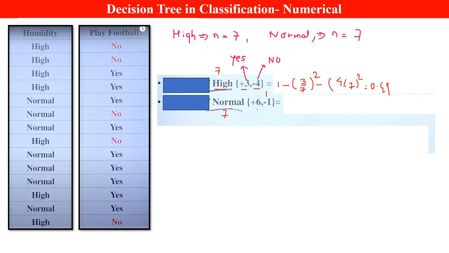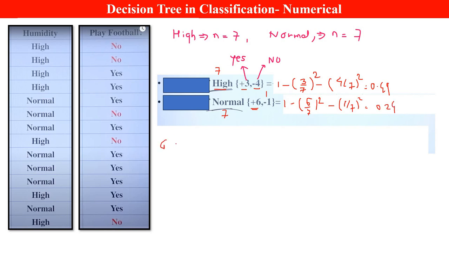Normal is coming 7 times. Out of that 6 times yes. So 1 minus probability of yes is 6 by 7 square minus 1. No is coming 1 time only. So 1 by 7 square. So this value comes out to be 0.24. Okay, this value comes out to be 0.24.